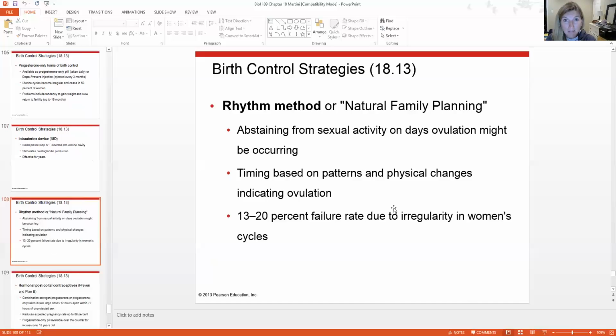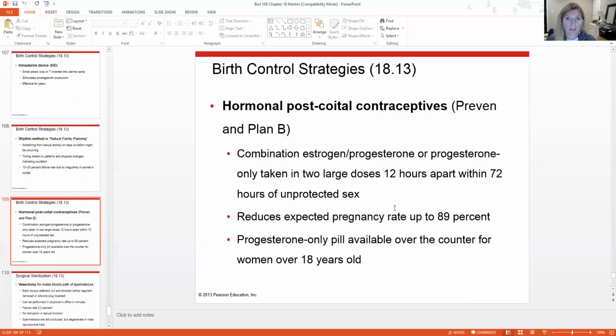Does it mean that you can't get pregnant any other times? No, because as most of us women know, our cycles can be all over the place. There's a 13 to 20% failure rate because women's cycles can be irregular. So you basically just abstain from sexual intercourse during that ovulation time.